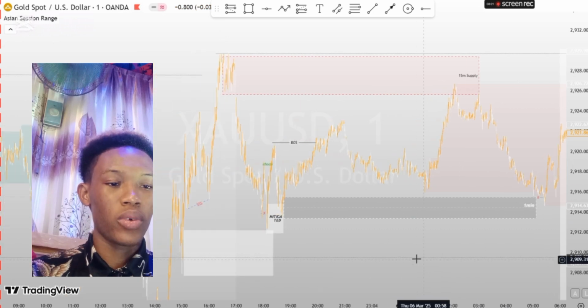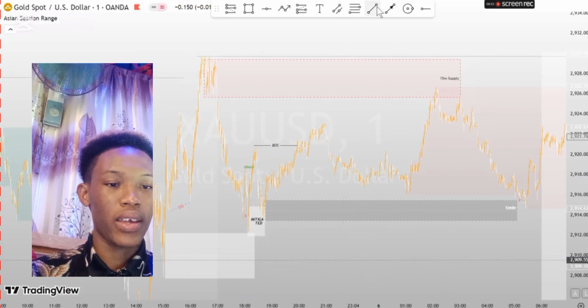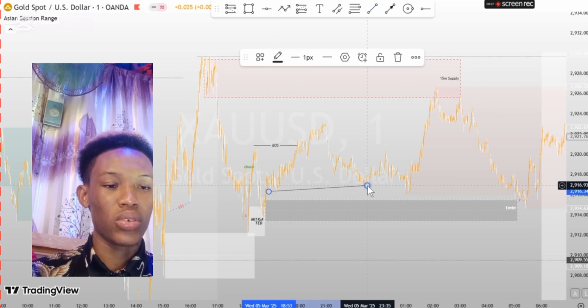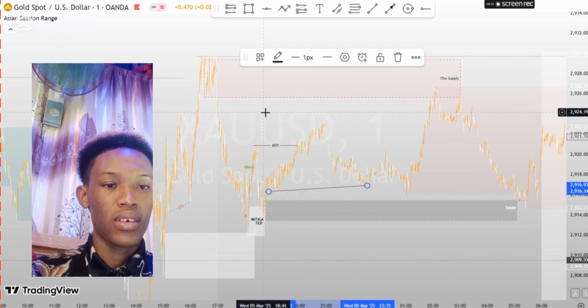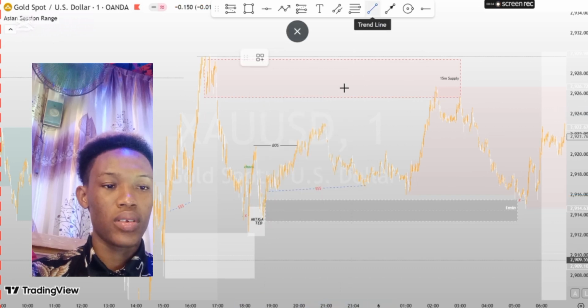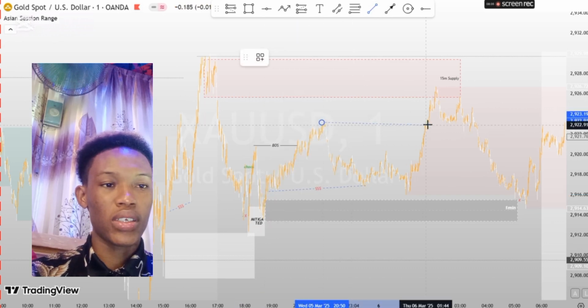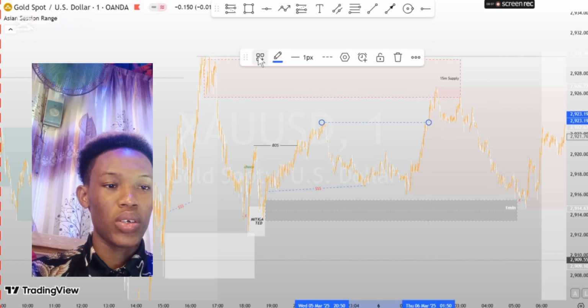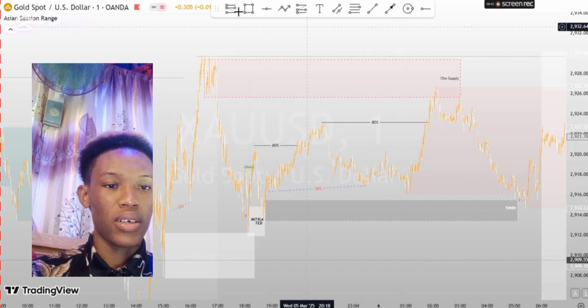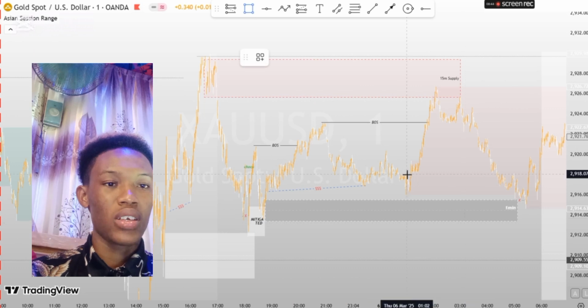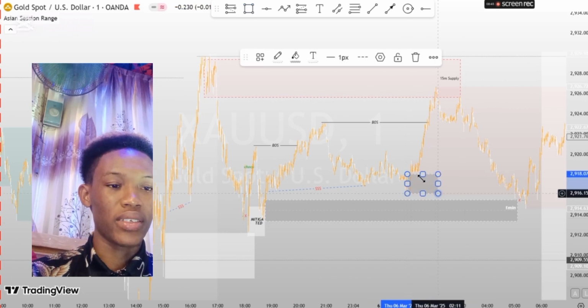So price came all the way back after identifying this break of structure. Price did not mitigate the demand zone. Instead, it creates what? Liquidity, creating a trap, creating liquidity, creating a trap also, right? So we have this break of structure. We have this BOS. So this was the trap price created.